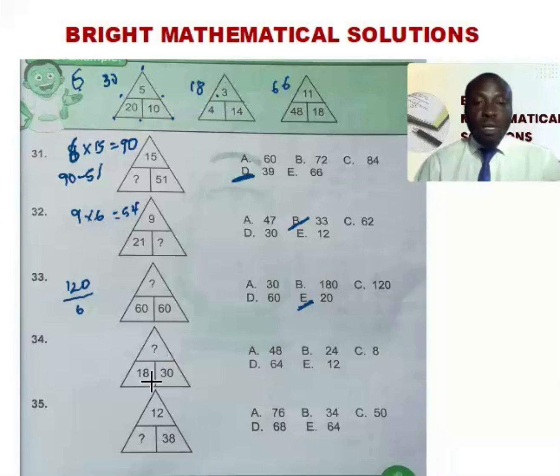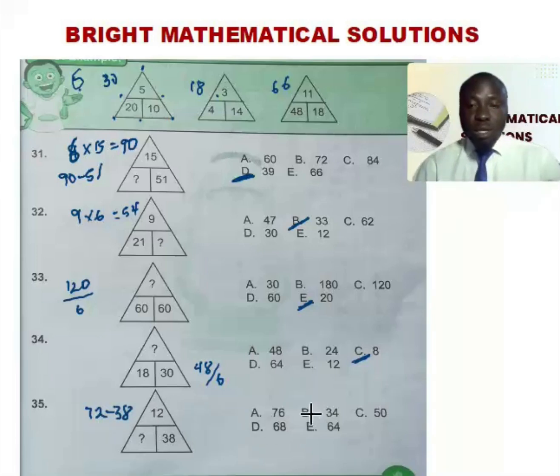So for this one, we have 18 plus 30, and that gives us 48. 48 divided by 6 gives us 8. So our answer is C, 8. And for the last, this is 12. 12 multiplied by 6 gives us 72. 72 minus 38 gives us 34. So our answer is B. So that is that about that.